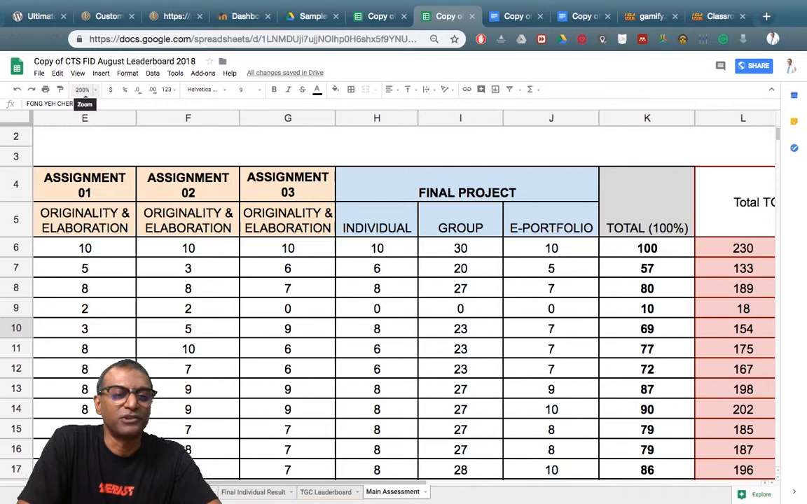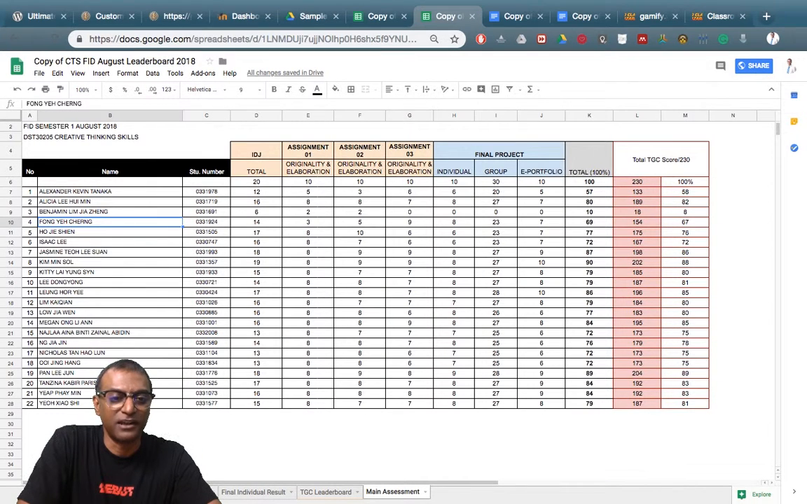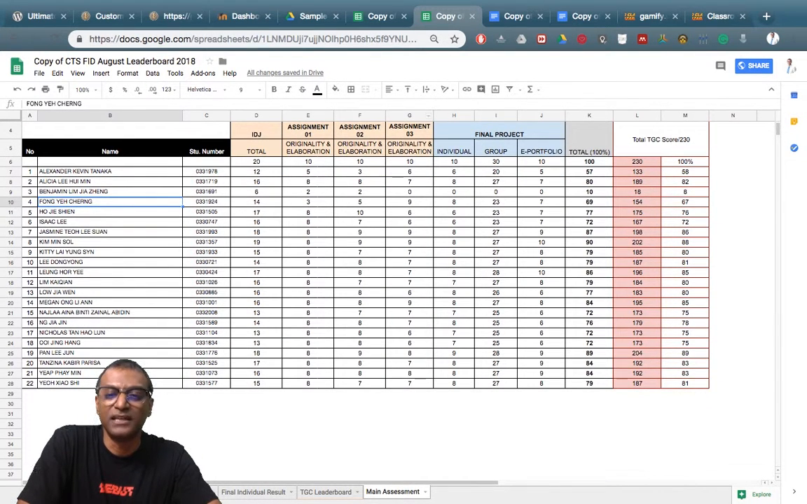This is your main assessment sheet, and in it you'll be able to see the whole breakdown of your marks, your total scores, and the total amount of XP and TGC scores accumulated here, which will tell you whether you have attained TGC scores that indicate your sense of readiness for your undergraduate studies. But this is just the first semester, and we'll see how it goes in the second semester as well.